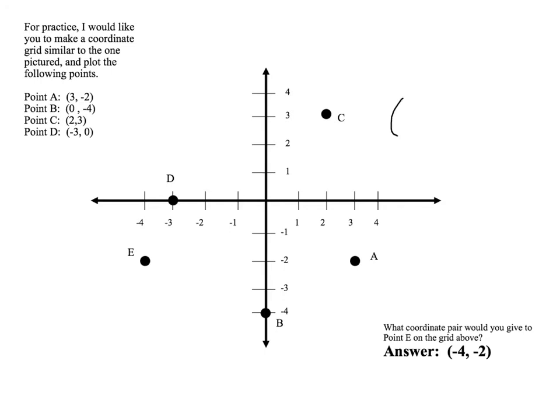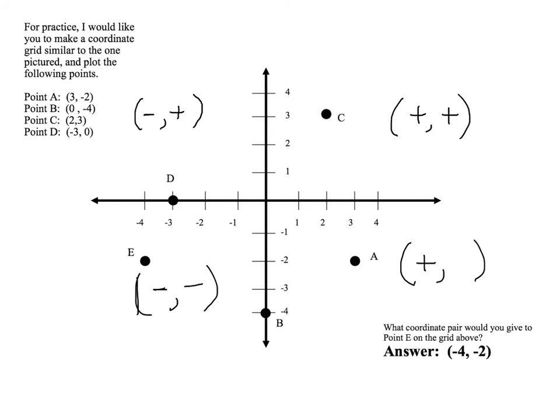One other thing I would like to mention to you is that when you are doing points on a coordinate grid, it is always going to be true that if you have any points inside this quadrant right here, both the x and the y coordinates are going to be positive. If you are in this particular quadrant, that means that the x value is going to be negative and the y value is going to be positive. If you are in this particular quadrant, both of them are going to be negative, and if you are in this particular quadrant, the x value will be positive while the y value will be negative.